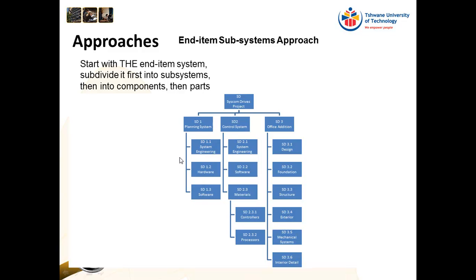And obviously each of these will then be broken down a level further. So for example here, material, which is under the control system, has been broken down into controllers and processors. And of course, this is a high level work breakdown structure.